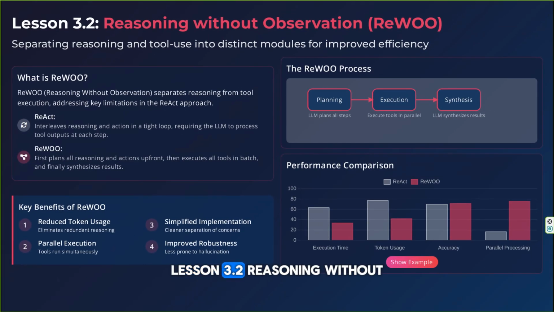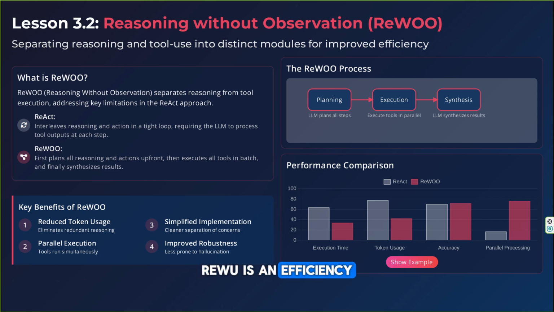Lesson 3.2, Reasoning without observation, or ReWOO. Setting the stage, context and relevance. The ReAct framework we've studied is powerful, but it can be slow and expensive. It uses a massive, powerful LLM for every single step: planning, deciding which tool to use, and summarizing the final answer. Imagine building a house this way. It's like having your master architect not only draw the blueprints, but also lay every single brick, run every wire, and paint every wall. It's thorough, but incredibly inefficient.